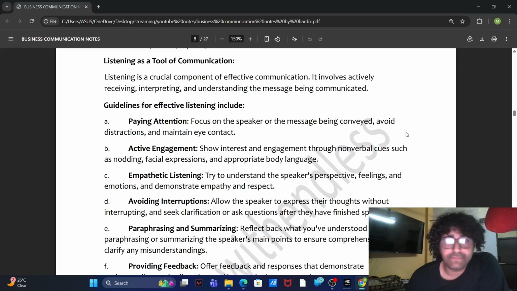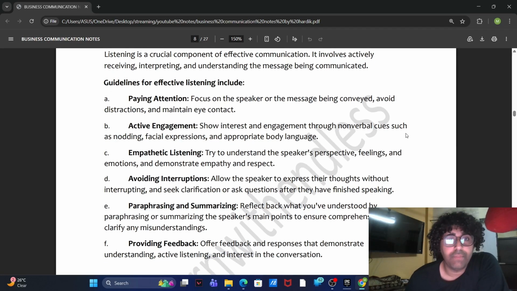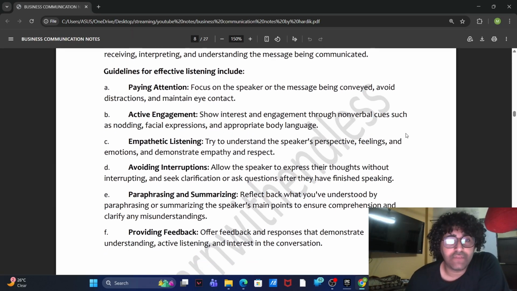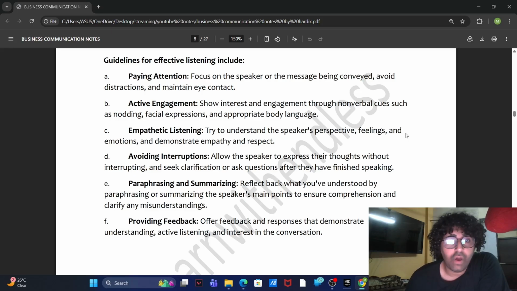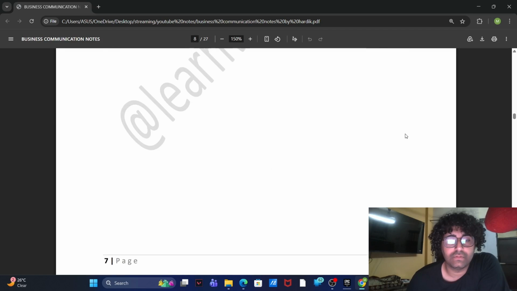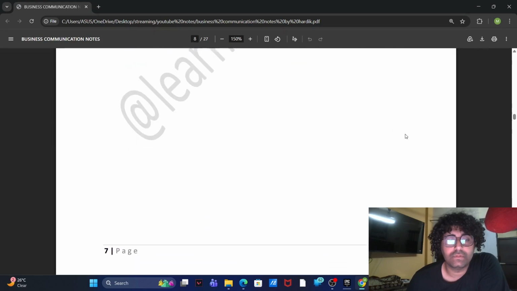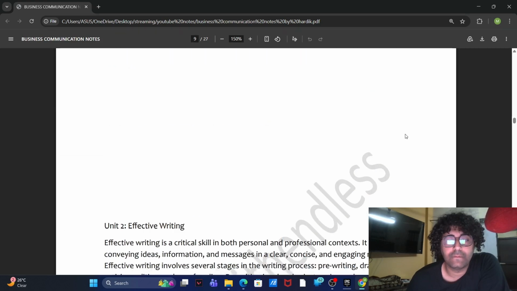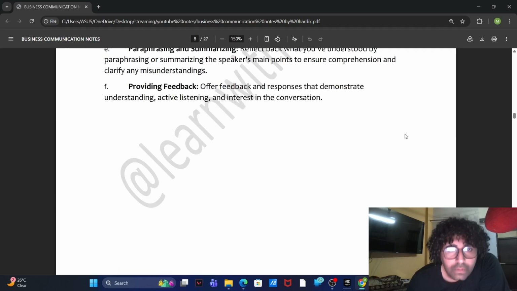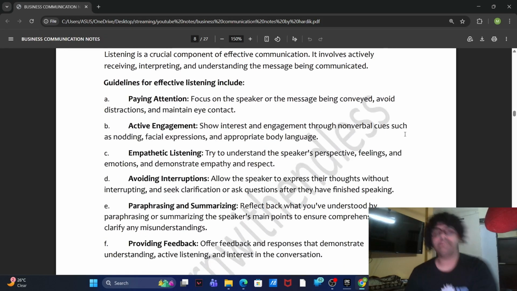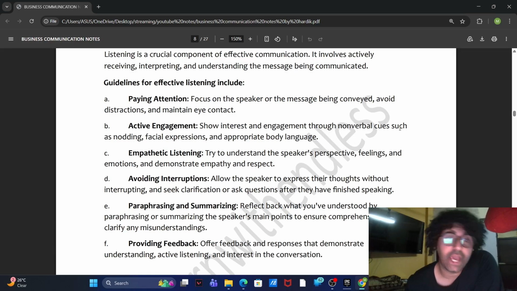Guidelines for effective listening include paying attention, active engagement, empathic listening, avoiding interpretations, paraphrasing and summarizing, and providing feedback. Let's go through them in detail one by one. Paying attention: focus on the speaker or the message being conveyed. Avoid distraction and maintain eye contact.